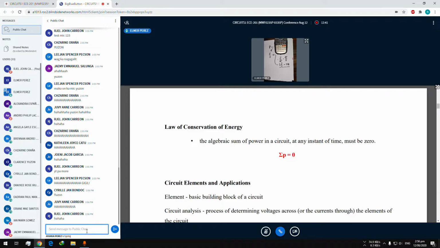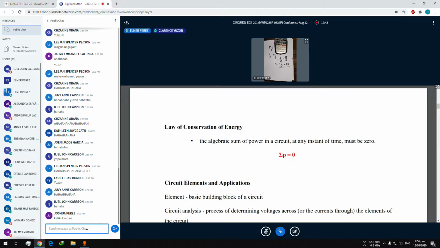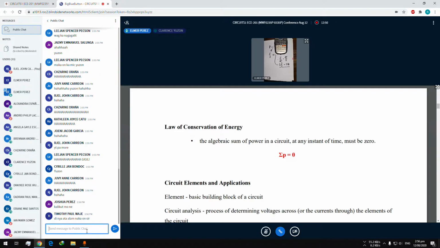Okay. So, based sa law of conservation of energy, di ba? Energy is not created or destroyed. It is only transformed from one form to the other. Okay? So, the algebraic sum of power in a circuit in any instant of time must be equal to 0. Kasi may papasok, may lalabas.